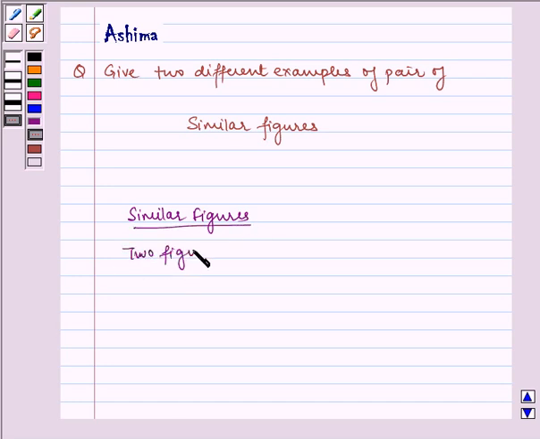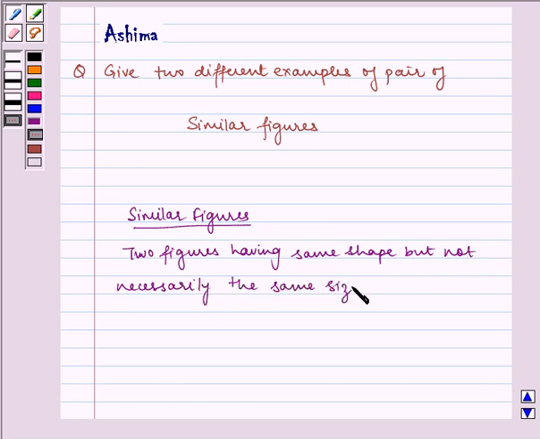Two figures having same shape but not necessarily the same size are called similar figures. And this is the key idea to our question.